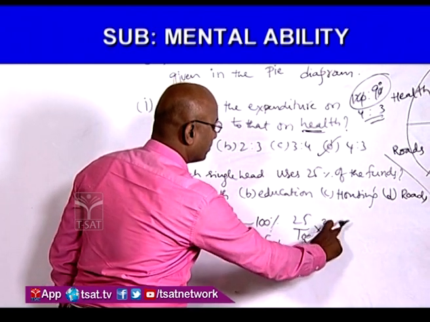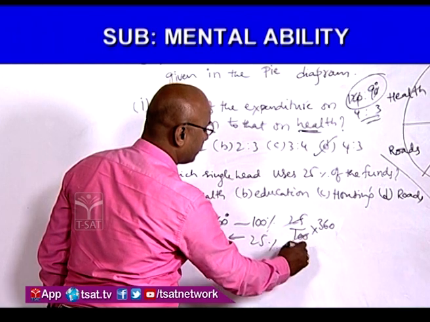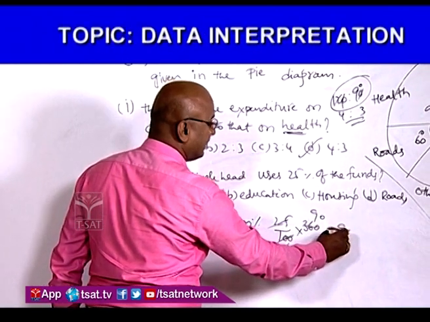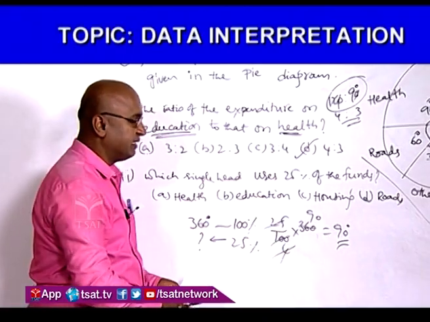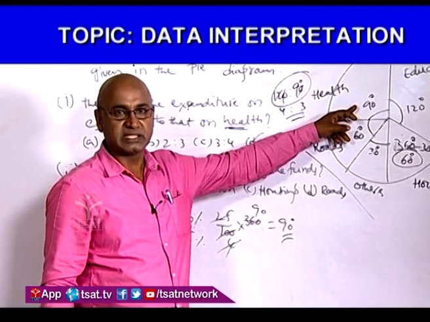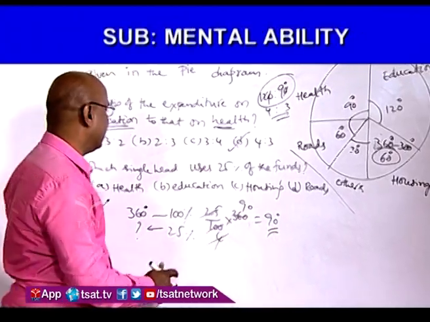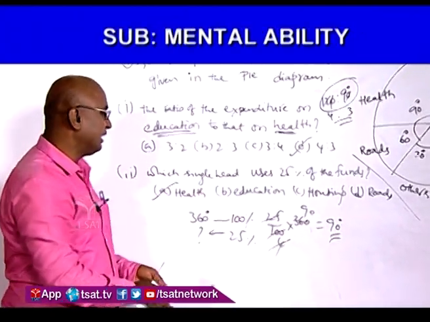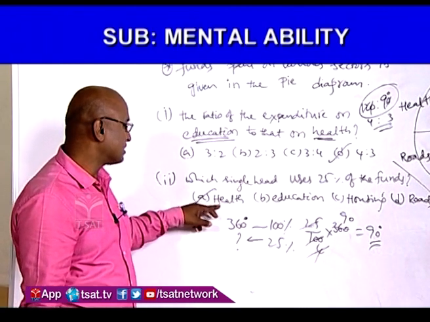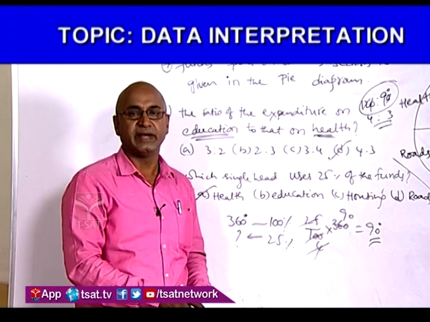That is equal to 90 degrees. So where is it 90 degrees? Here health is the sector with 90 degrees of funds allocation. So the answer is health. Which single head uses 25% of the funds? The health sector utilizes 25% of the funds.